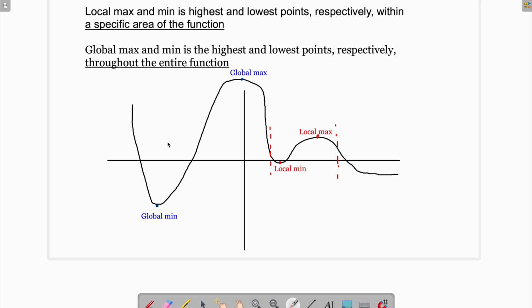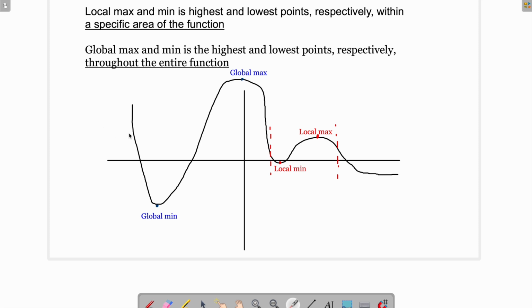So looking at the graph below, this black line here represents a function. And let's say we wanted to find the local max/min between these two red points. So between, let's just say that's x equals 2 and that's x equals 6. The local min between these two, as we can see here, is the lowest point, the lowest value, and the local max is the highest value within this range.